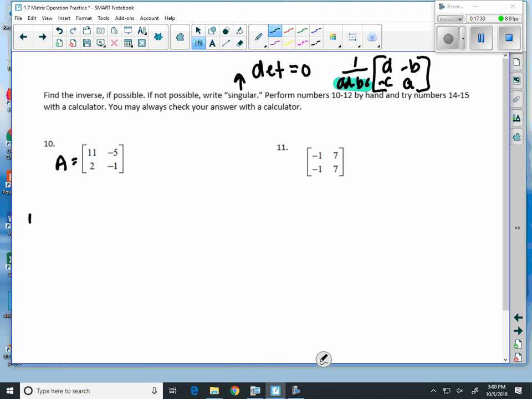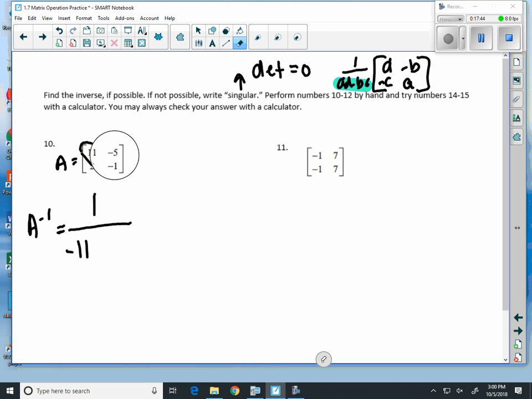Okay, we'll call this matrix A. We're going to go ahead and find our inverse. So we'll have 1 over the determinant. So that's A times D. 11 times negative 1 is negative 11 minus B times C. B times C is negative 10. So what's going to happen here in the middle is those become addition.